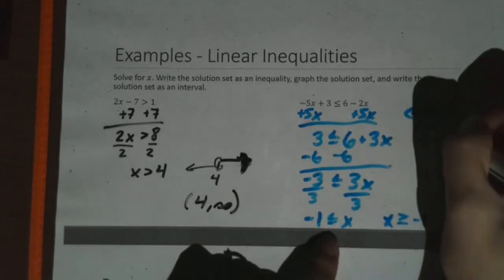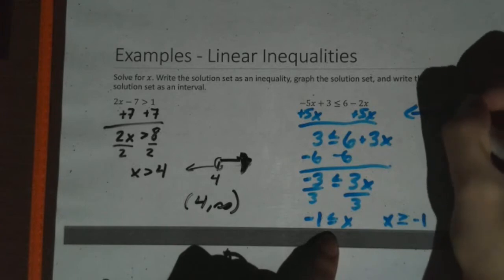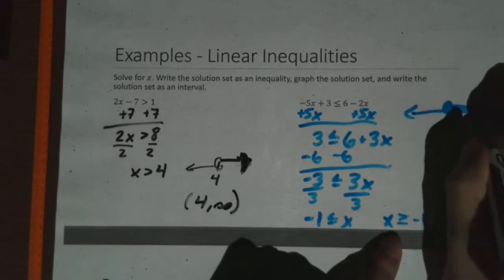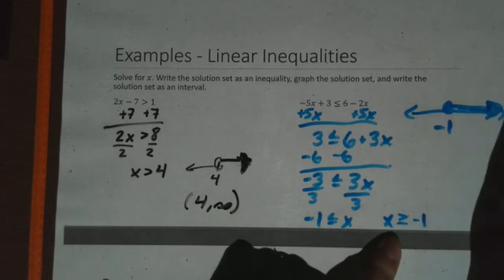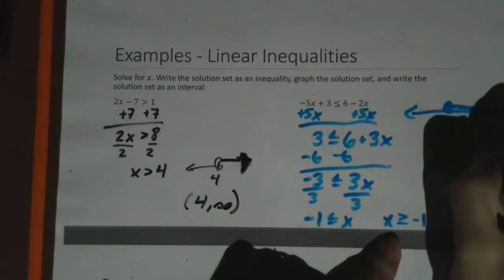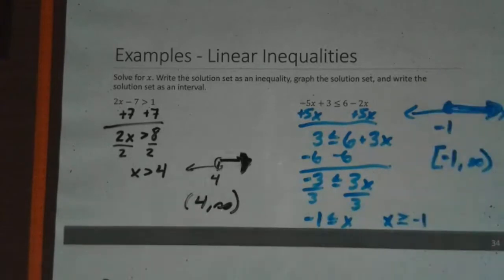On the number line, we will have a closed circle at negative 1, and we want the ones greater than or equal to, so we will shade to the right. In interval notation, that will be negative 1 with a square bracket to infinity.